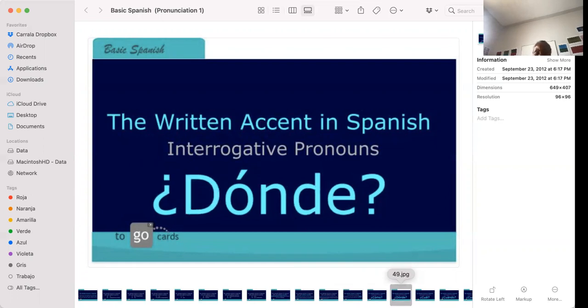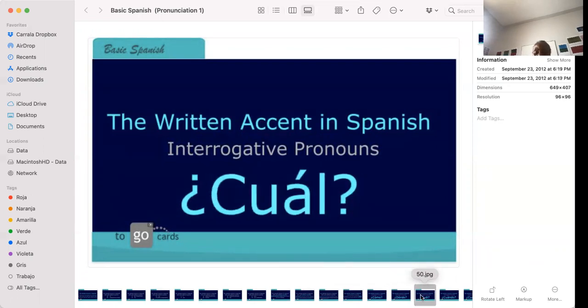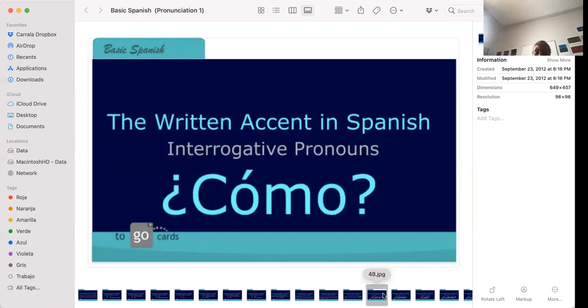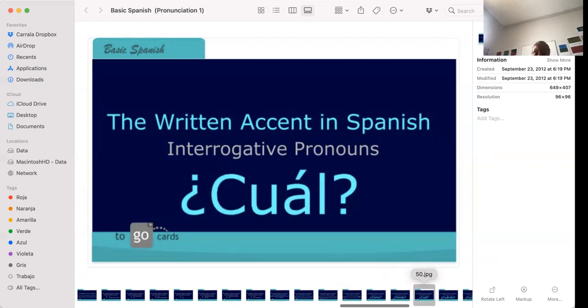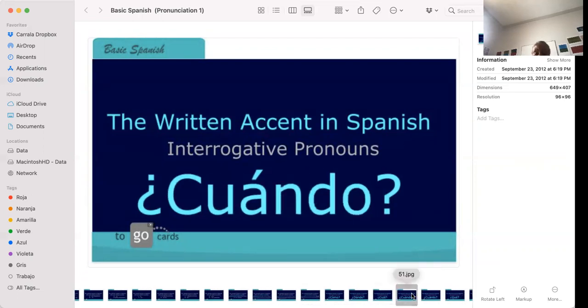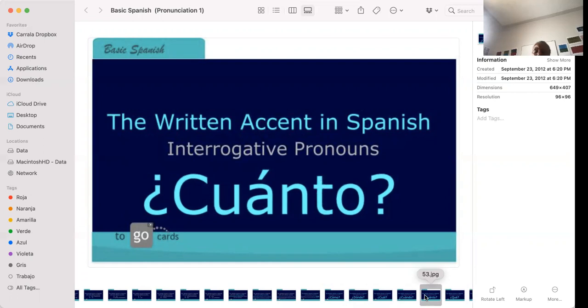¿Dónde? ¿Cuál? Okay, I want to go back to cómo. Cómo could either mean how, or sometimes in English, what. It depends. ¿Dónde? ¿Cuál? ¿Cuándo? ¿Cuándo pasó? When did it happen? ¿Cuánto? How much or how many?